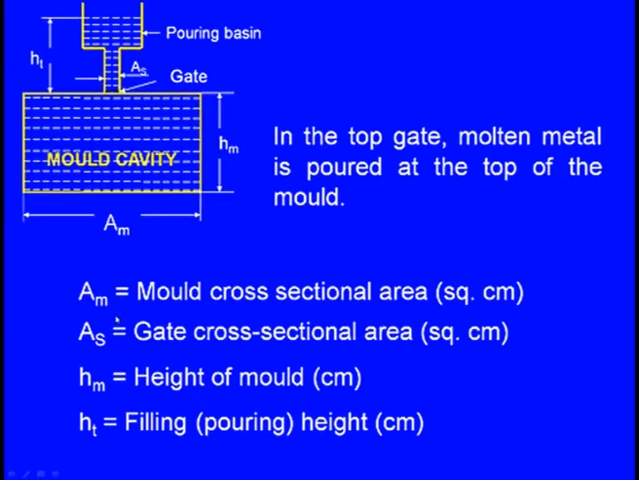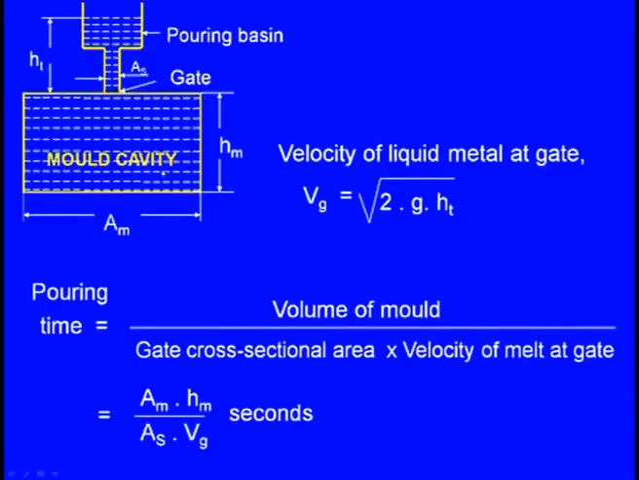Now, here we can see AM means mould cross sectional area, usually expressed in square centimeters. Next one, AS is the gate cross sectional area, also expressed in square centimeters. Next one, HM is the height of the mould, usually expressed in centimeters. Next one, HT is the filling height or the pouring height, usually expressed in centimeters. Now, velocity of liquid metal at ingate: Vg is equal to root of 2g Ht, where Ht is the pouring height.